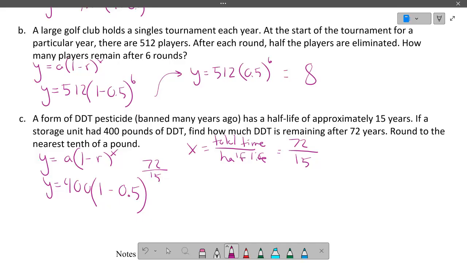And we're going to round that to the nearest tenth of a pound. I think so. Oh, not 2.4. 14.4. Yeah. Oh, I thought you said 2.4. I remember the 0.4, and that sounded good. Yeah. So we get approximately 14.4 pounds remaining after 72 years. Okay?